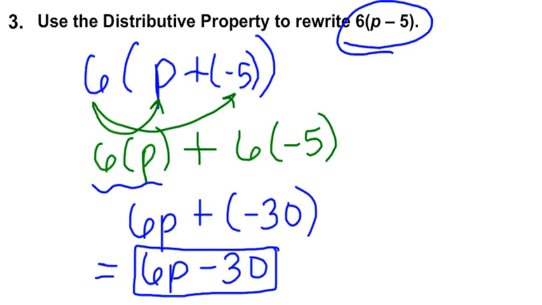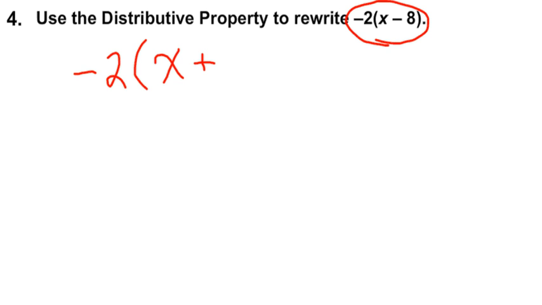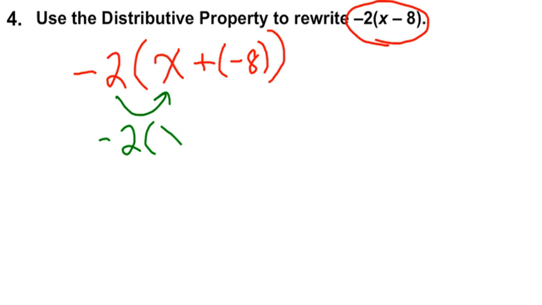Okay, all right. Example number 4. Use the distributive property to rewrite negative 2 times the quantity x minus 8. Again, we have a subtraction sentence, so we're just going to rewrite it as an addition sentence. So negative 2 times the quantity x plus negative 8. Okay? Now, the number that's being distributed is negative 2. So we have negative 2 times x plus negative 2 times negative 8.